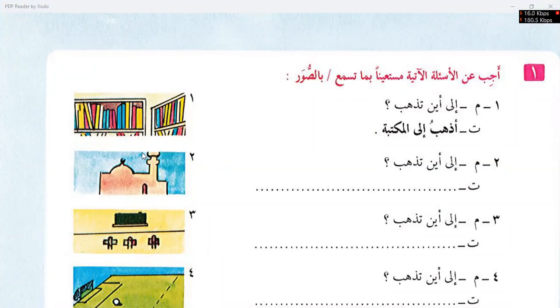Next student is Khatija Abdul Qadir. Wa alaikum assalam. You are female, so I will change the question for you. Ila ayna tazhabina? Azhabu ila al-masjid. Ila ayna tazhabina? Azhabu ila al-fasl. Ila ayna tazhabina? Azhabu ila al-mal'ab. Ila ayna tazhabina? Azhabu ila al-hadiqa.